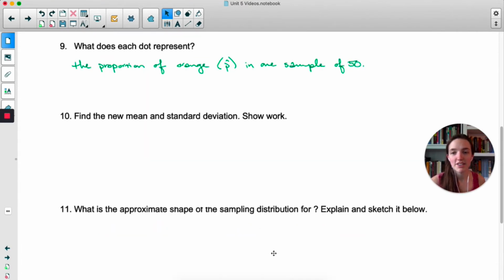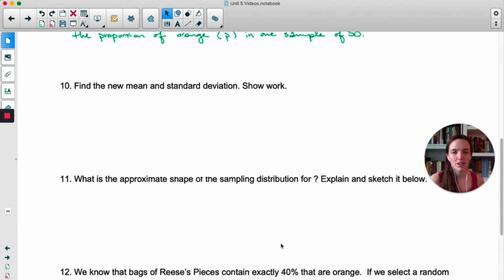For 10 and 11, I want you to use some previous knowledge to answer these. For 10, find the new mean and standard deviation. Remember in the last unit when we transformed variables, when we multiplied, divided, added, subtracted an entire data set, how did that change the mean and the standard deviation? So that's what I'm getting at with number 10. And with number 11, try to think about how this shape compares to the shape of the original distribution. So pause the video and answer 10 and 11 now.